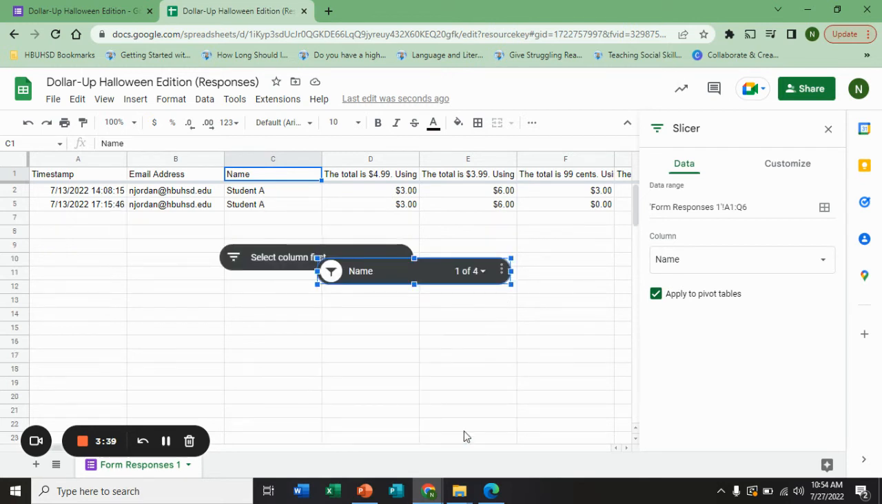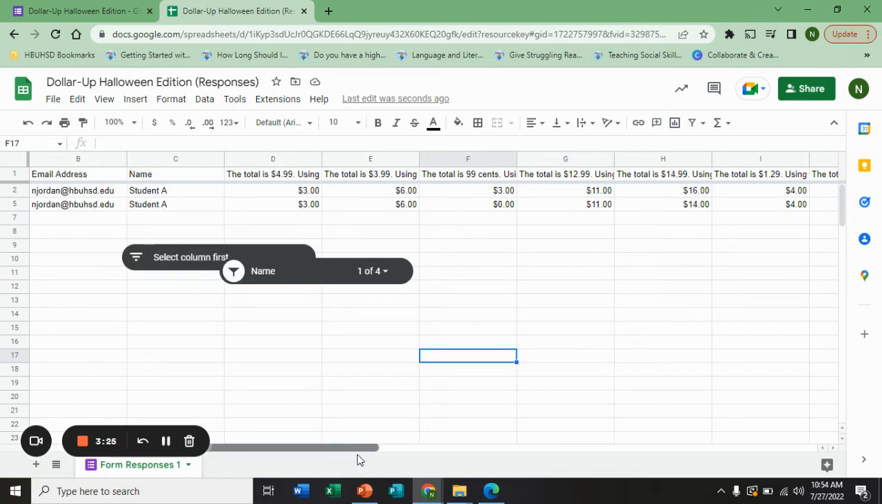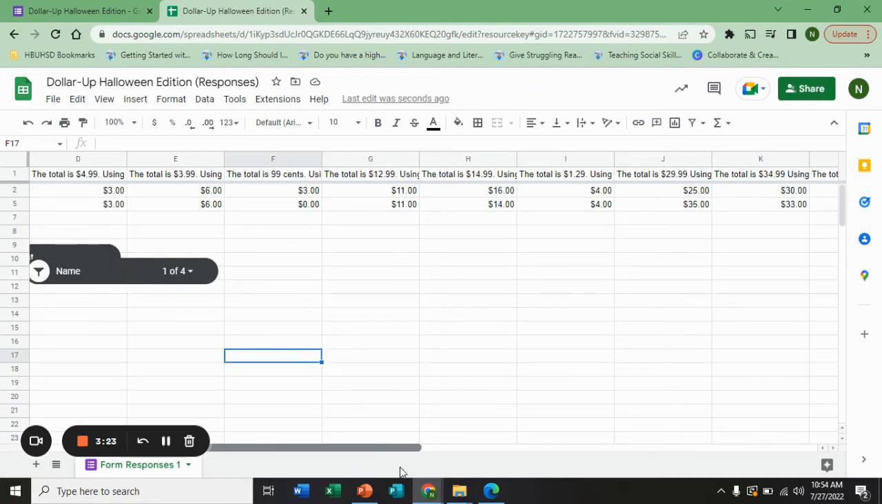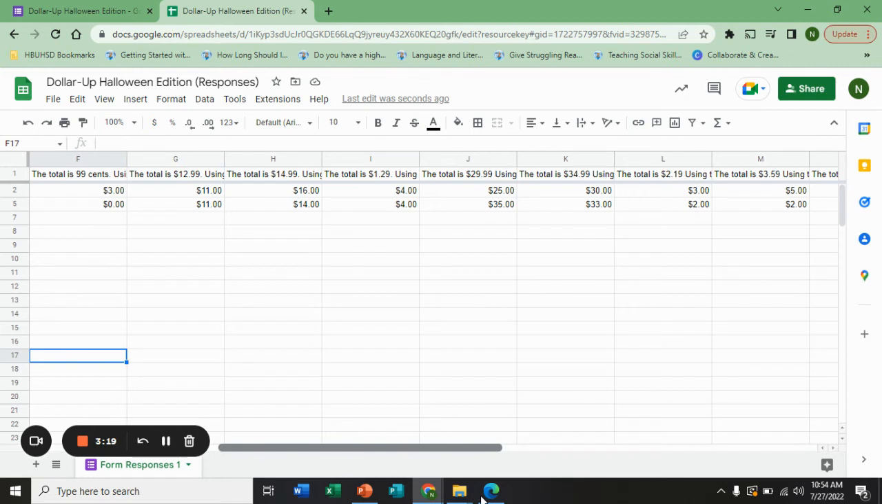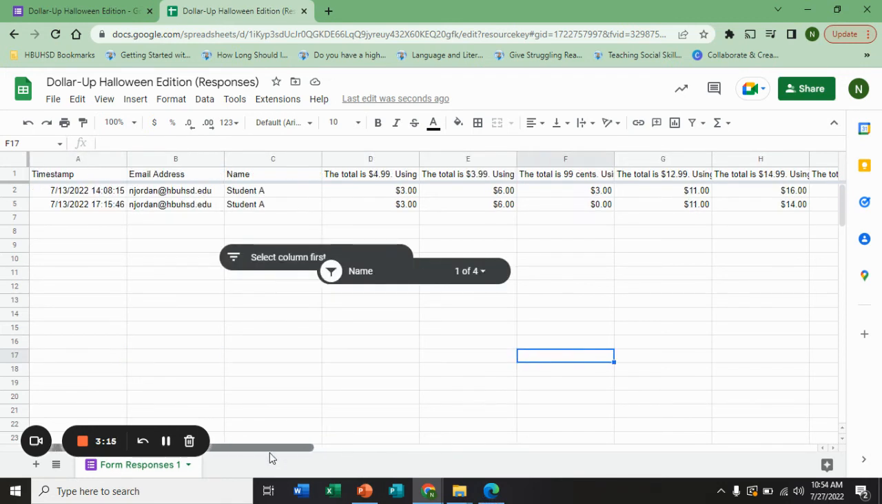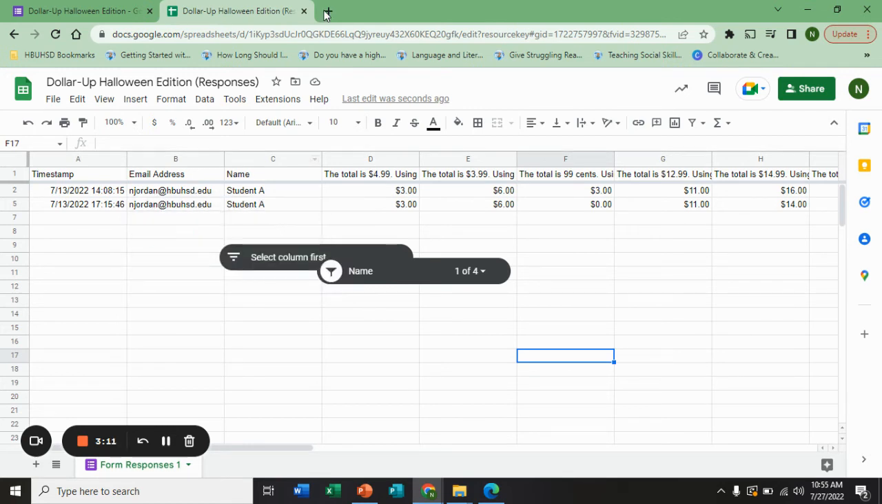hit OK. And then I'm able to just look at student A, see if they're answering the same thing frequently or if their answers are kind of inconsistent. So I can see that there are some questions where they did answer the same, but most of them, they were kind of just maybe guessing or they aren't really sure about this dollar upskill. So it's something that I would definitely want to work on with them more individually.